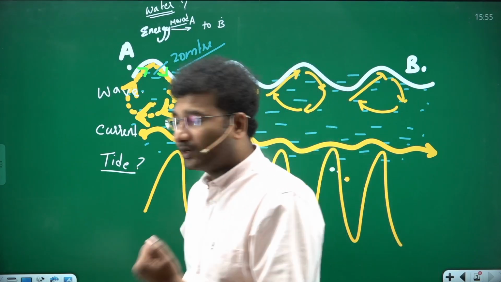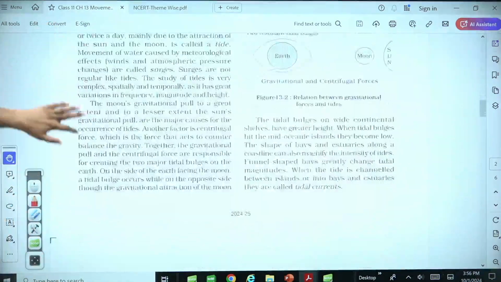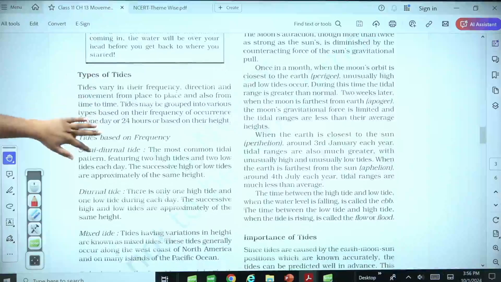Now let's try to understand a little more further what are the forces that are responsible for the movements. And tides, I'll tell you how they are formed.